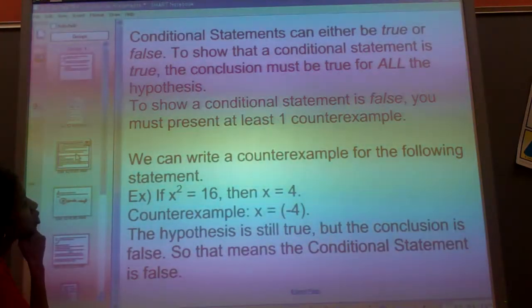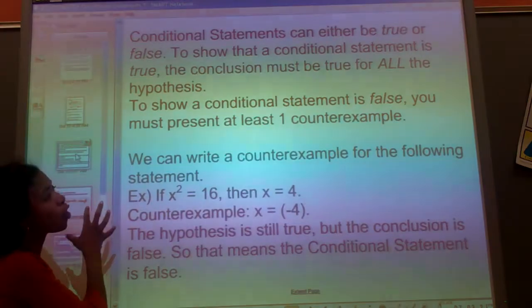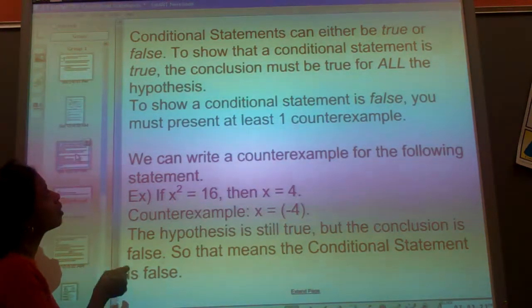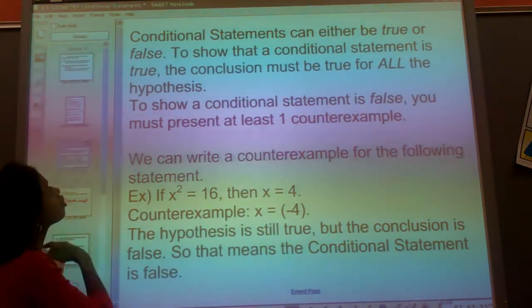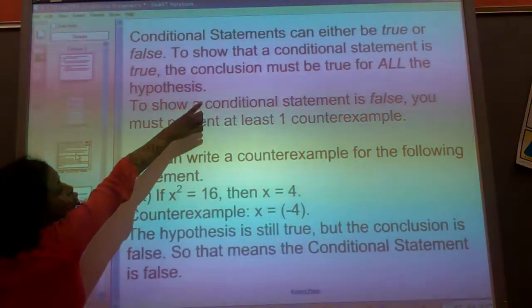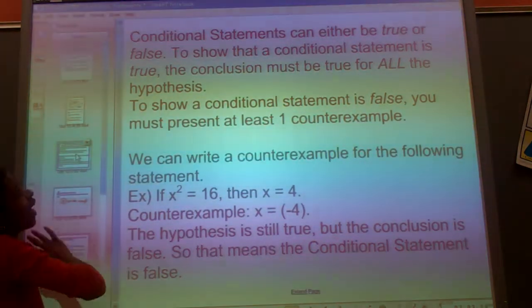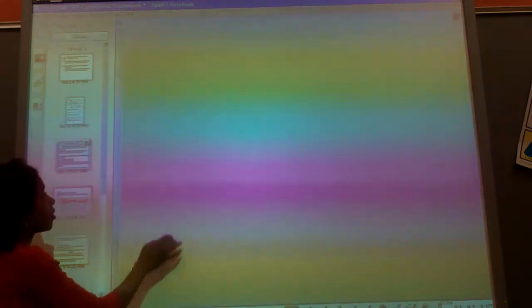Next statement. Conditional statements can either be true or false. To show a conditional statement is true, the conclusion must be true for everything in the hypothesis.